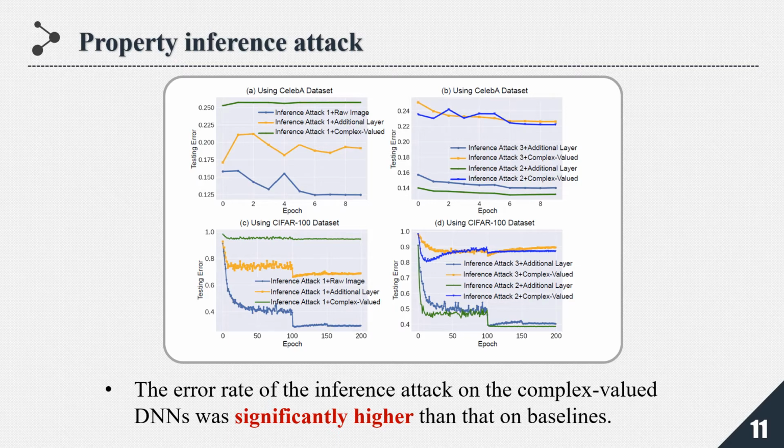We designed various types of property inference attacks. Curves in this figure provide the inference performance of different types of inference attacks. We observed that the error rate of the inference attack on the complex-valued neural networks was significantly higher than other baselines, and was close to random selection.